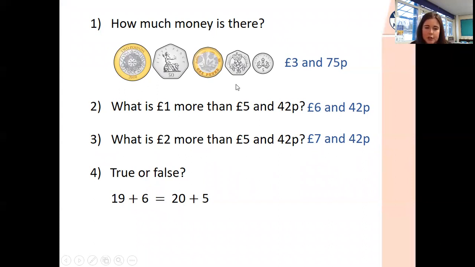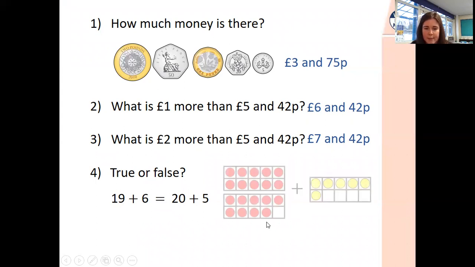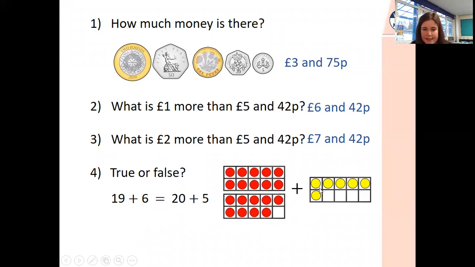Okay, question 4, true or false? 19 add 6 is the same as 20 add 5. Now, I know that you can all do both of those calculations in your head. 19 add 6 is 25. 20 add 5 is 25. But I think they want you to think about how if you move 1 from the 6 to the 19, it now becomes 20 add 5, okay?